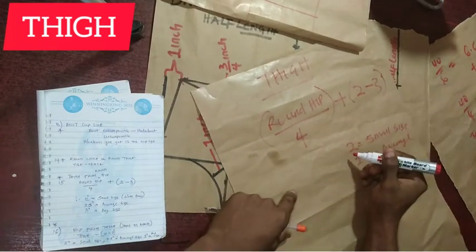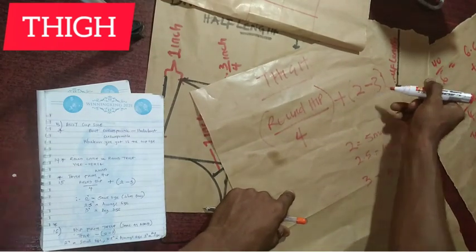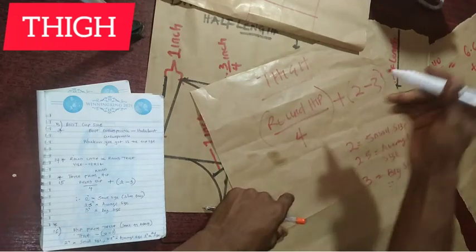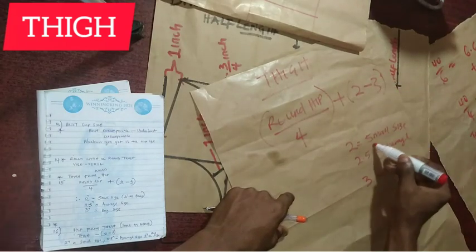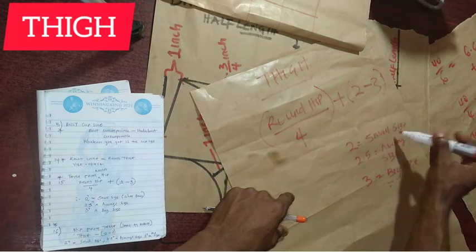What do I mean by this 2 to 3 inches? I did not say only 2. I did not say only 3. I said 2 to 3 inches. Now, this 2 to 3 inches means when the person is small, when the person's size is small, like that is small size.